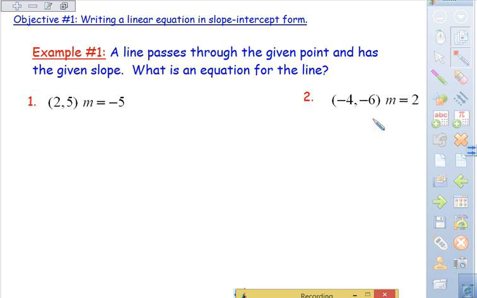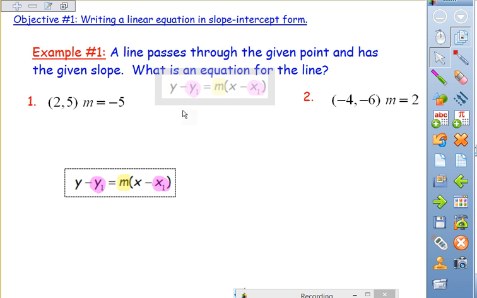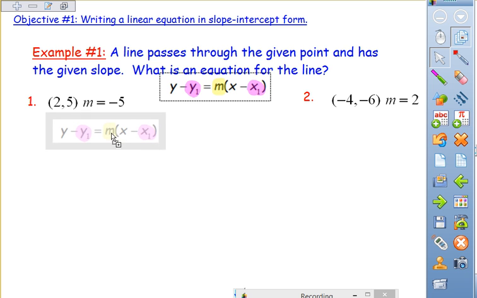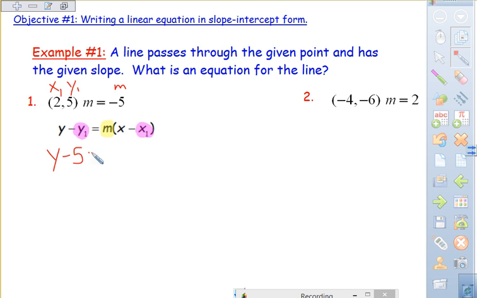Please turn the page. The next objective is going to be us writing an equation in slope-intercept form. So what we're going to do is use our formula to rewrite this equation. So this is going to be my x1, 5 is going to be my y1, and m is my m. So I get y minus 5 equals negative 5 times x minus 2. So in the pink positions, I plugged in a 2 and a 5, so we subtract 5 and we subtract 2, and the yellow position becomes negative 5.